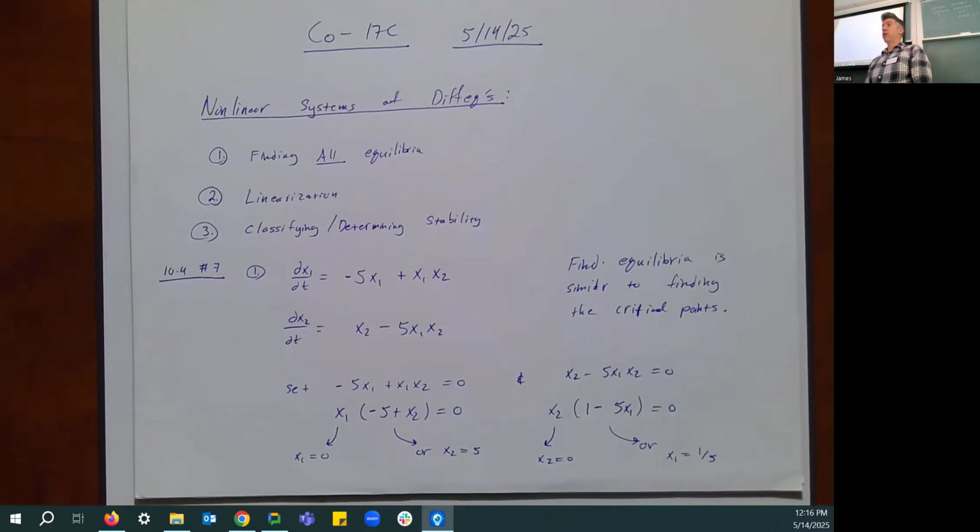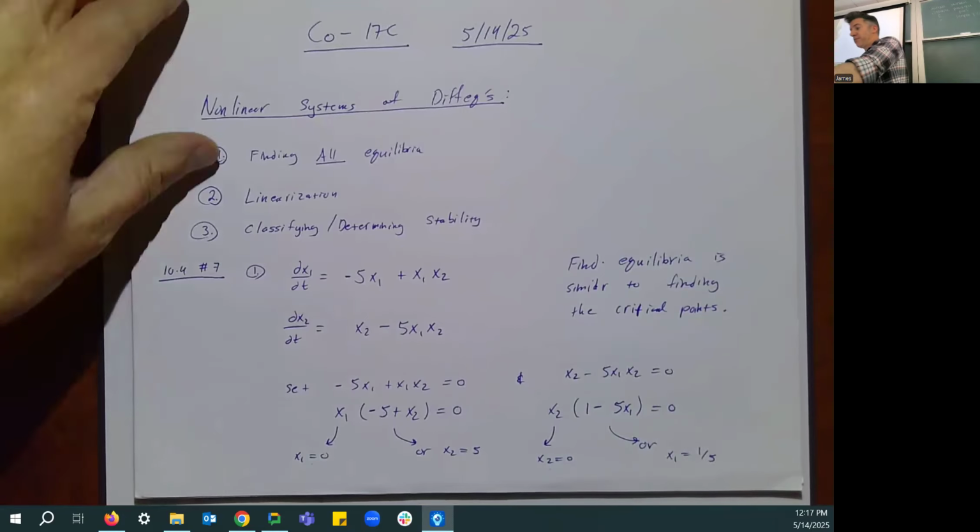Here's what isn't a solution: (0, 5). It's not an equilibrium, because if I plug in 0 for x1 and 5 for x2, sure, the first equation is equal to 0, but the second is not. If x1 is 0 and x2 is 5, 5 times (1 minus 0) is 5, which isn't 0. But if x1 is 0 and x2 is 0, that's totally going to work. Or if x2 is 5 and x1 is 1/5, that will also work. So in this system, I have two equilibria.